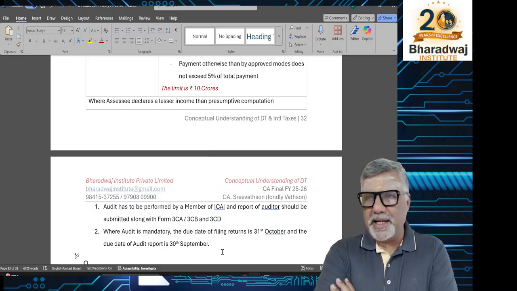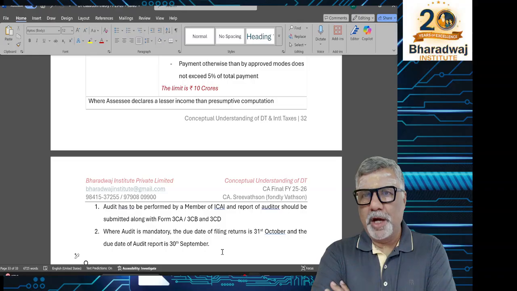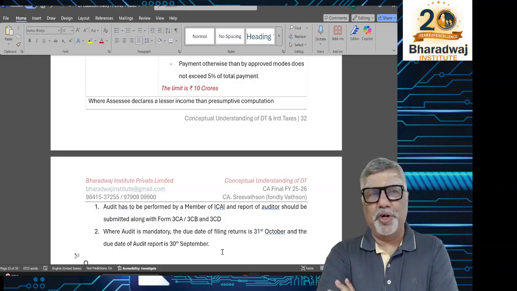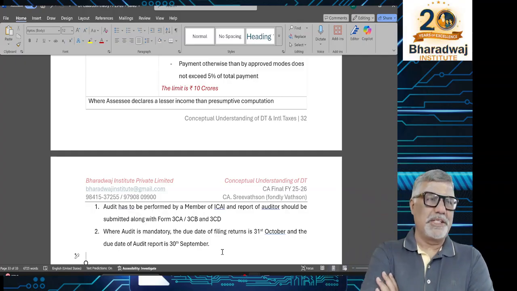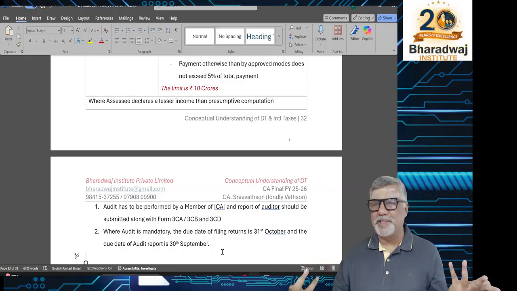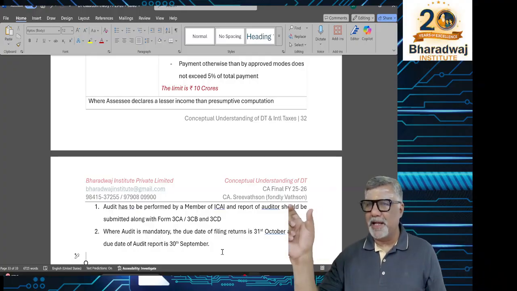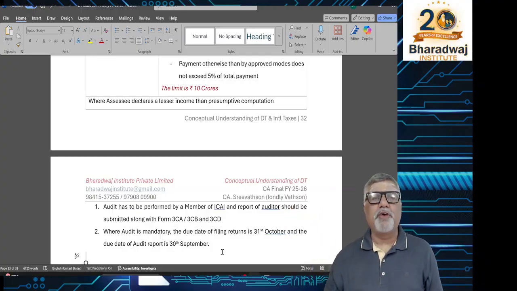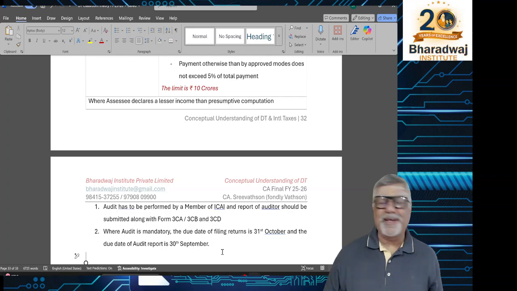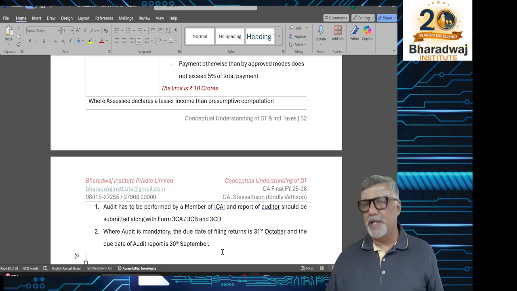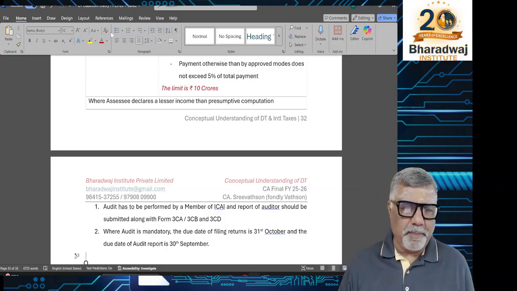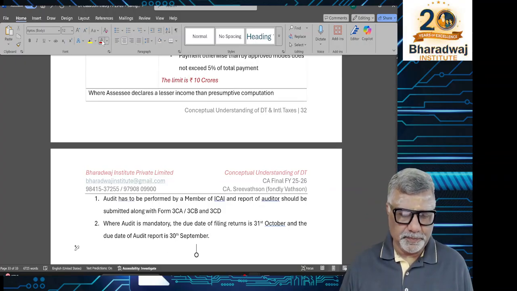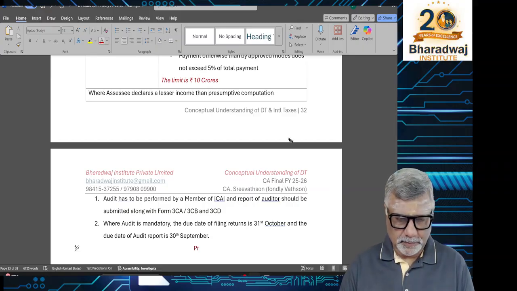This is to facilitate small people not to maintain books and all. Declare a percentage as turnover and no questions will be asked. Not even disallowance provisions will apply. If you declare that percentage, later you find 43B not paid, tax not deducted, no issues. No disallowance provisions will apply. Presumptive computation.